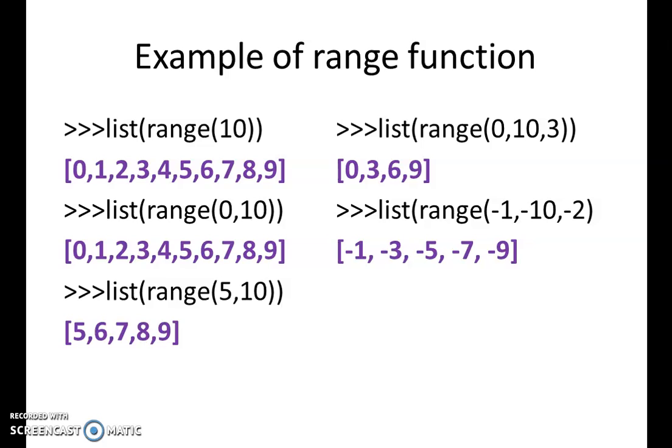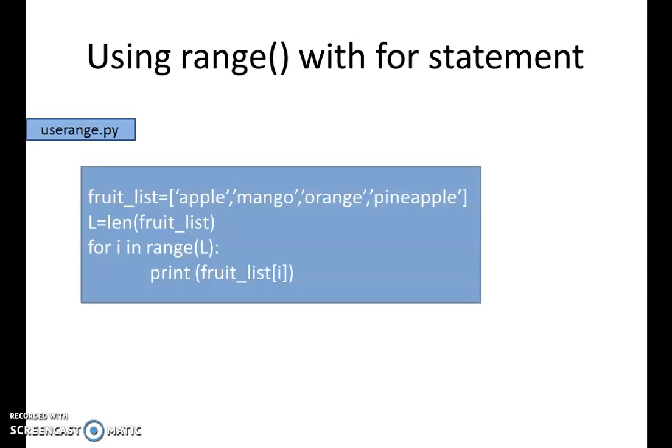Now we will use range function with for loop. So first we will create one Python file, then we will write code inside that file, and here we are creating one list with few items. Then we are getting the length of this list using len built-in function that we discussed in earlier videos, and then we are writing for loop. So here for loop, then this i is a variable, in keyword, then we are using range function.